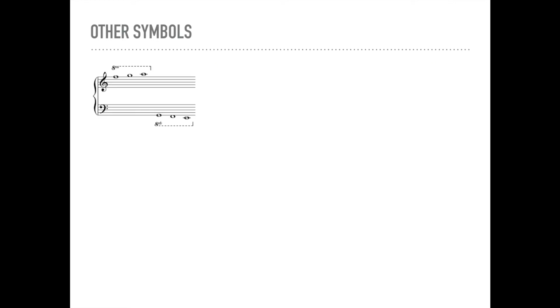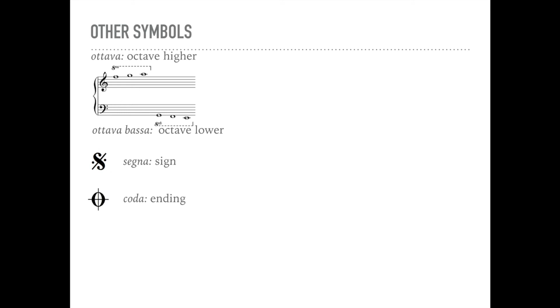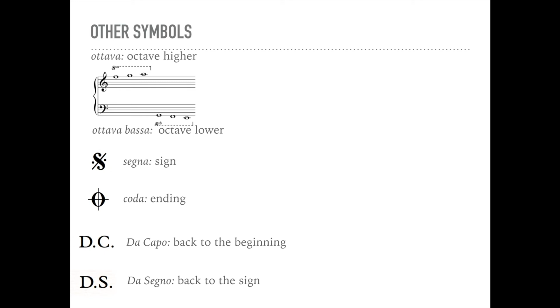Other symbols you may encounter include ottava, when written above the staff, means to play an octave higher. Ottava bassa, play an octave lower when that symbol is written below. Segno simply means sign and appears as a point to jump to in the music. Coda, ending. DC stands for da capo, go back to the beginning. And DS, dal segno, go back to the sign, the symbol we saw just a moment ago.